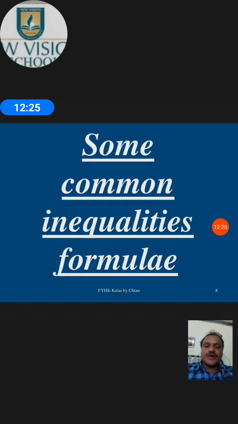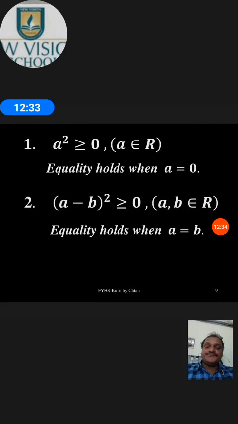Some common inequalities formulae we are having here. Let us discuss them, my dear students. The first one among the common inequalities, you know, in mathematics: a square is greater than or equal to 0, when a is any real number you take. A perfect square in mathematics is always positive, or it may be equal to 0. It holds equal to 0 when a is 0, since 0 square is 0. Otherwise, if it is a non-zero real number, then a square is always positive.